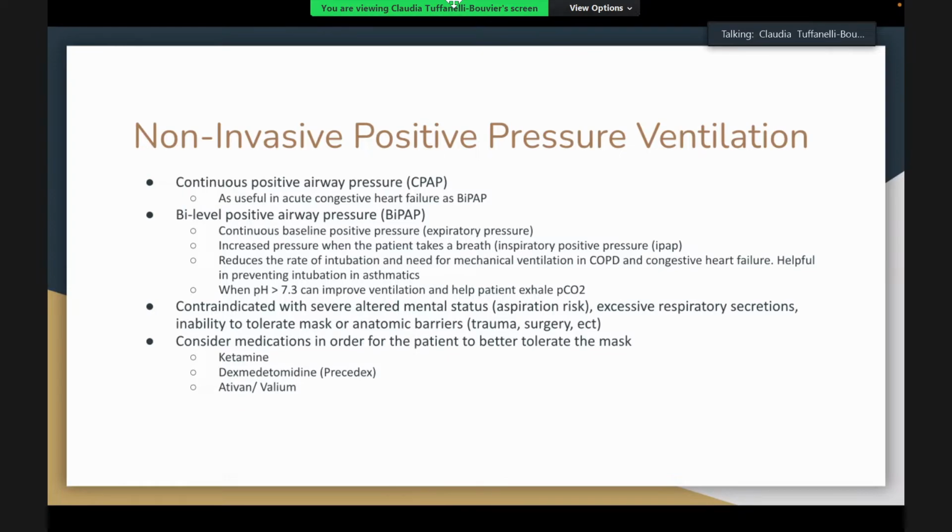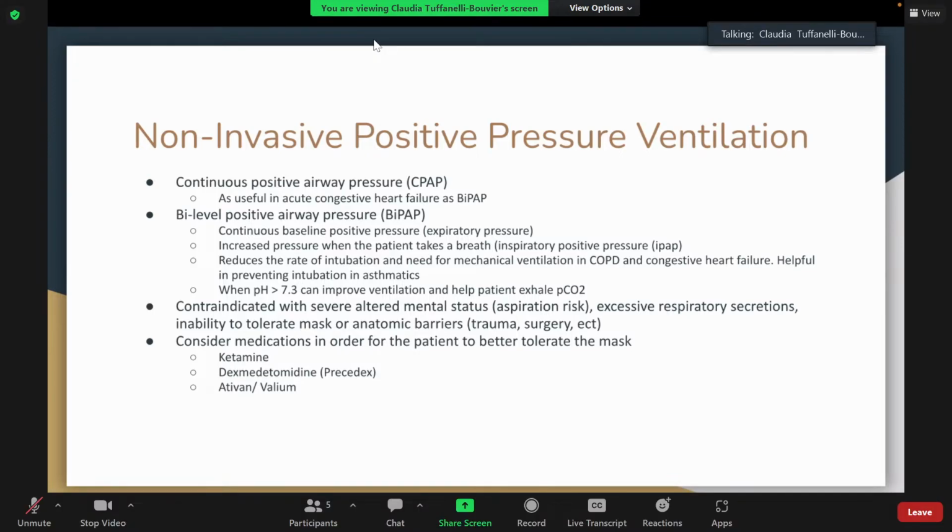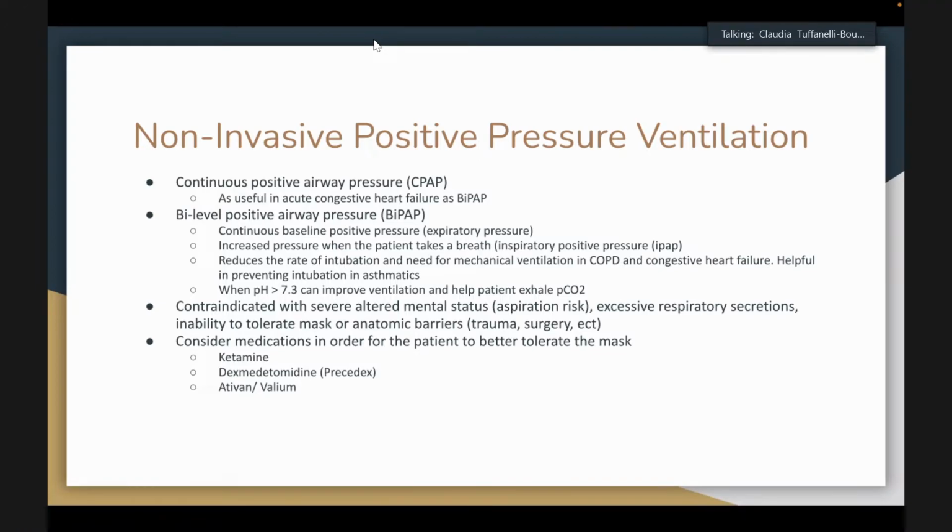The benefit is obviously not putting the tube in, not having to sedate them as much, letting them maintain their own respiratory drive, which is really good in these patients because then you don't have to take that component away from them and they can compensate. So it's a really good one. It can help get rid of CO2 because, with that pressure, you're increasing the size of the alveoli, which allows better gas exchange, expelling that CO2 and helping the problem.